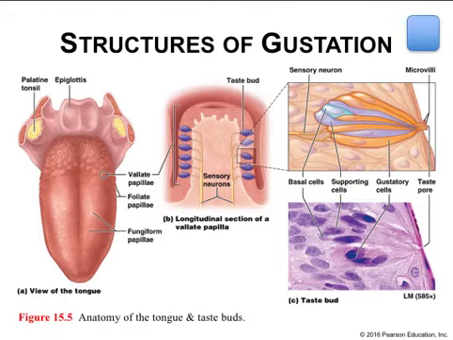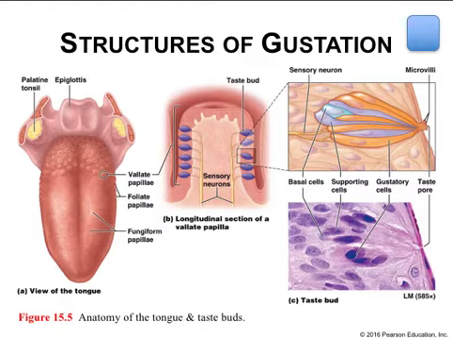Fungiform papillae, which are mushroom-shaped and have only a few taste buds. Foliate papillae, which are ridges on the side of your tongue that have taste buds in childhood and are leaf-shaped, hence the name foliate. And filiform papillae, which are long, thin cylinders scattered across the tongue that lack taste buds and have sensory nerve endings that detect texture and temperature of food.